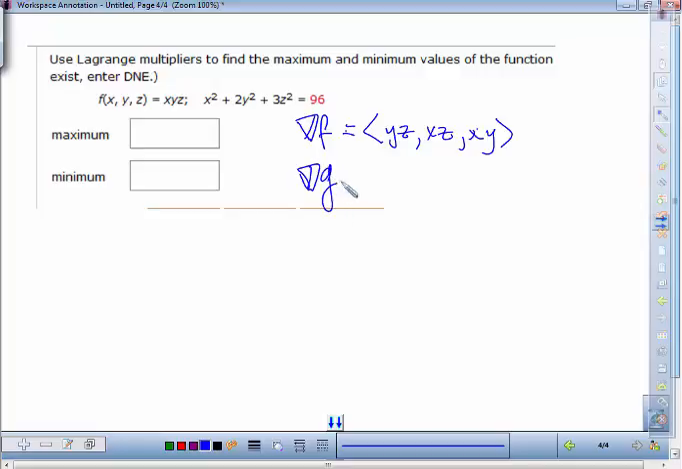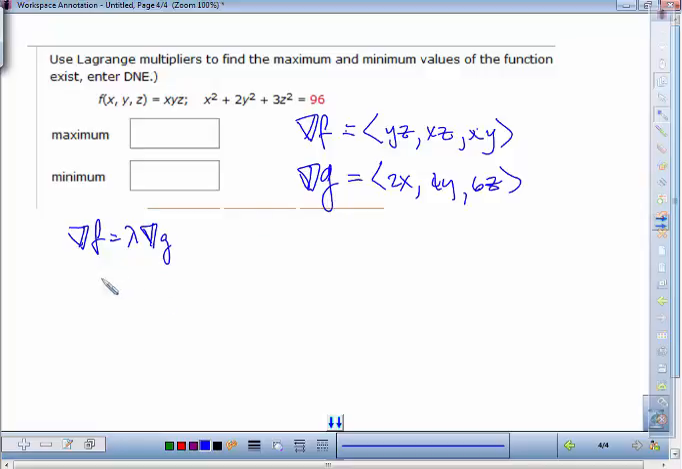Our constraint looks like this. It's x squared, 2y squared, and 3z squared. So we have 2x, 4y, and 6z for our second gradient. And if we set them equal to each other with a scalar multiple lambda, we're going to come up with 3 equations.